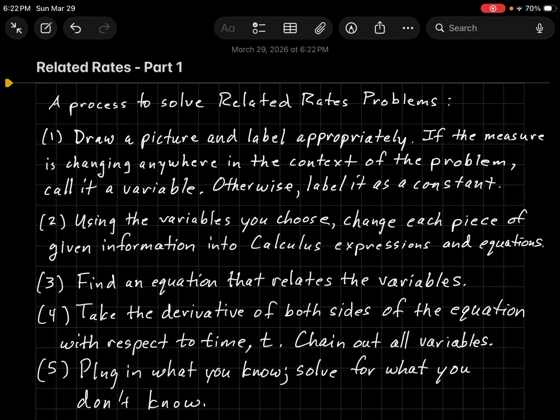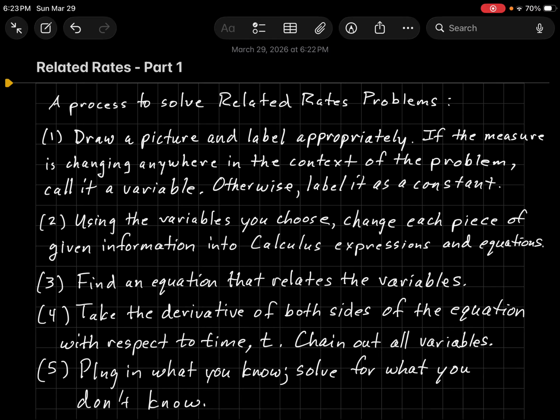Pretty much anything that I give you, if you follow these steps in order with a little bit extra that I'll talk about, you can solve pretty much any related rates problem. It's also a slightly modified version of my general problem-solving process. But let's take a look here.